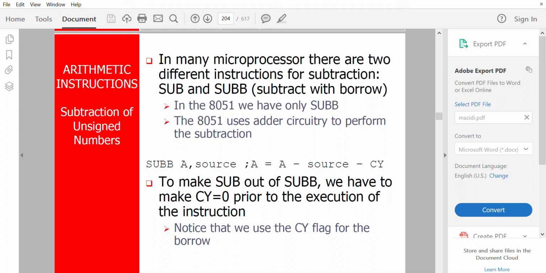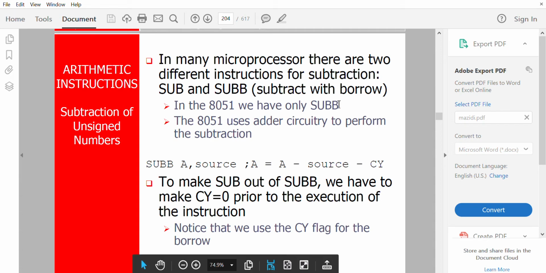Last class we talked about add with carry and DAA, decimal adjust accumulator, in the case of BCD addition. So next is subtract.